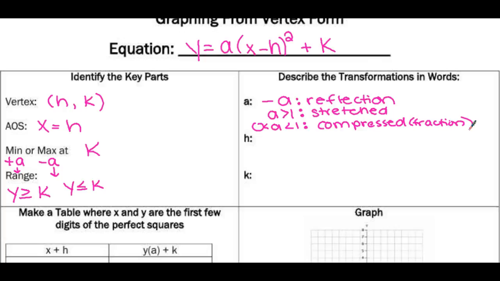So in the formula itself, it's x minus h. So if you ignore the negative part, it's a minus in the problem. Yes, if it's x minus h, it's going right. If it is x plus h, it's going left. If it's plus k, it's going up, and if it's minus k, it's going down.